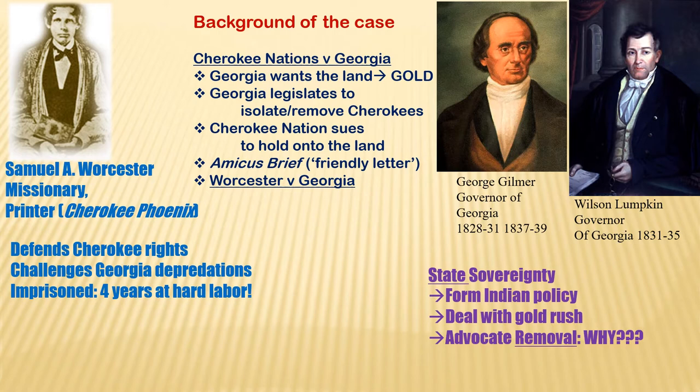And so the first thing Georgia had to do was isolate the Cherokee. So they passed this law I discussed earlier on saying, listen, you can't go onto Cherokee land unless you get a license from the state of Georgia, and we're not going to give out any license. And that's the way they were going to isolate the Cherokee Nation, and then finally put the Cherokees under pressure and get them to agree to removal.